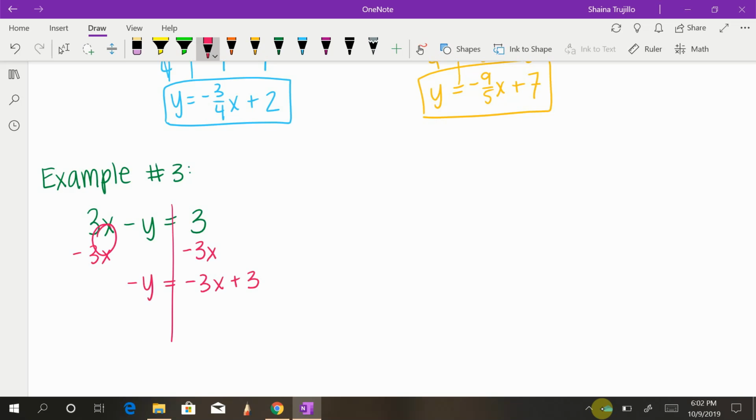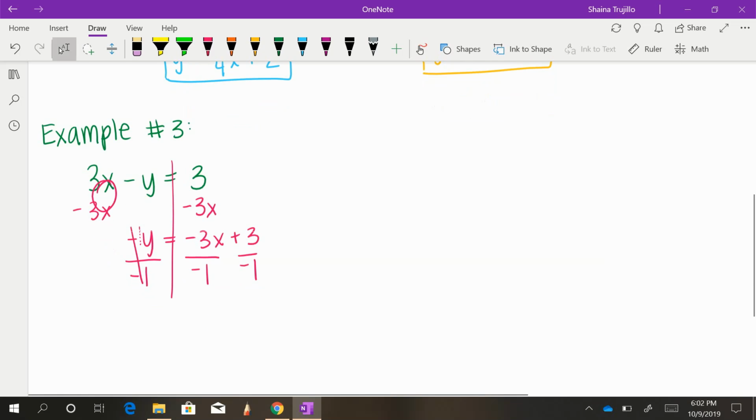Now if you remember, there's like a little tiny invisible 1 right in front of our y. So in order to get rid of that negative 1, I'm going to divide by negative 1. Now what I do to one side, I also have to do to the other. I'm going to divide each term by negative 1. So now I'm left with a positive y equals negative 3 divided by negative 1 is a positive 3x, and positive 3 divided by negative 1 is a negative 3.